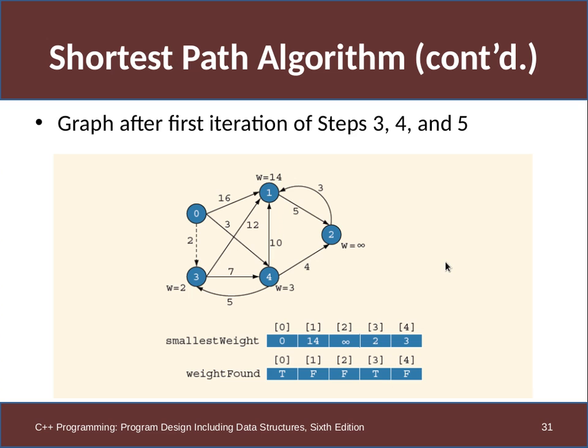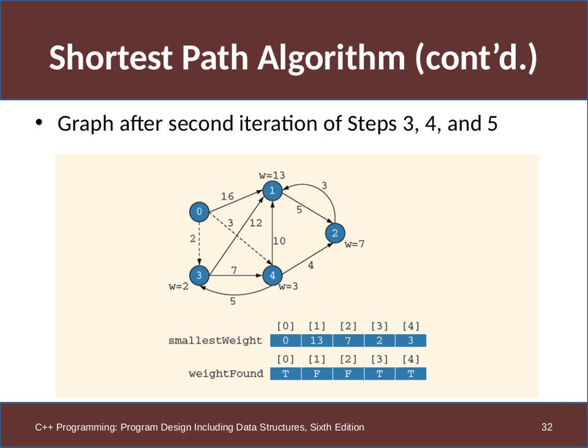What is the next node we want to visit? Why do we want to visit the 4 next? Because it's shorter than 12. It's the shortest one that we have not found the weight for. So we go to the 4.